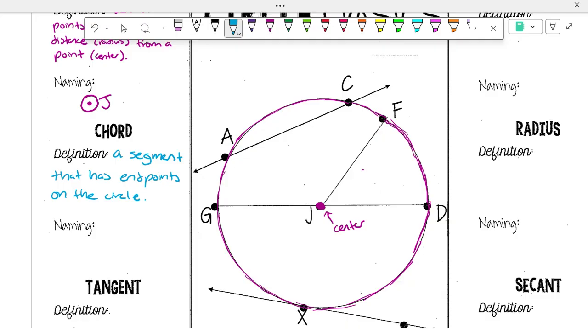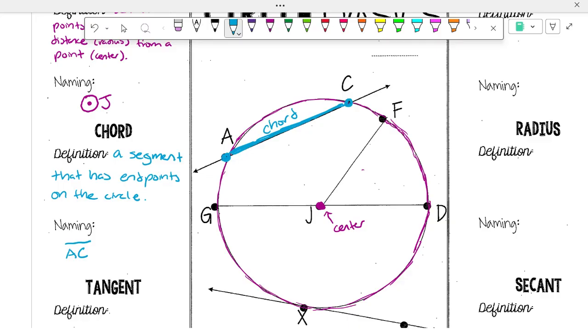For example, if we look at A to D, this right here is a chord. Notice how I didn't highlight the line part of it. That's because if it goes outside the circle, it's not a chord. The chord is a line segment. So we would name it as segment AC, just like we would if it was a quadrilateral.